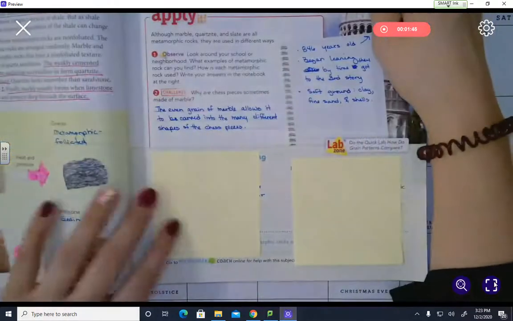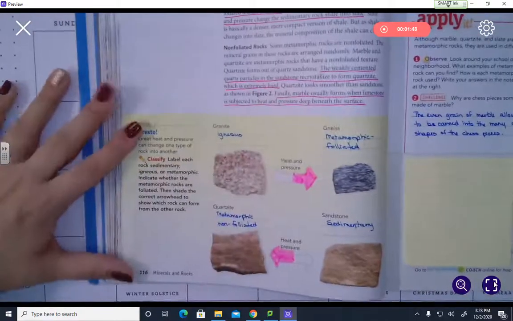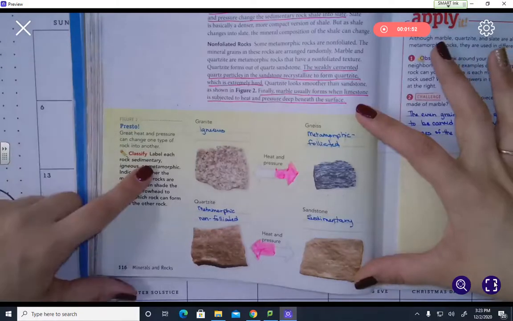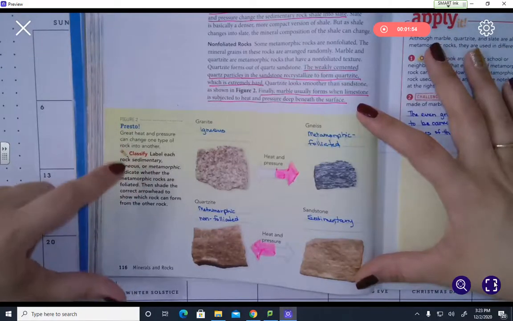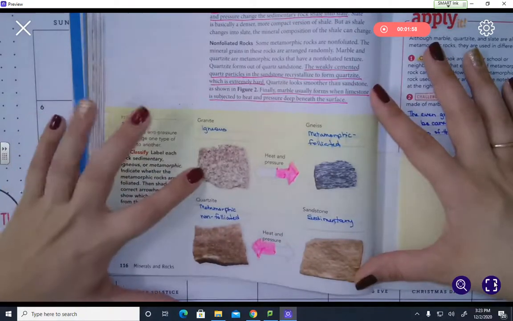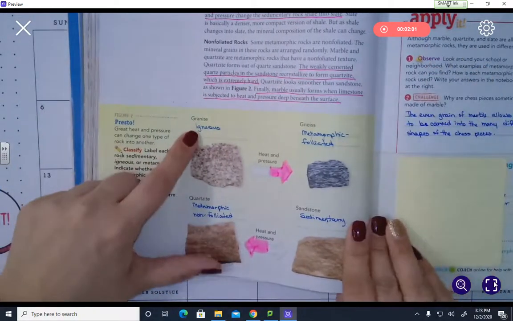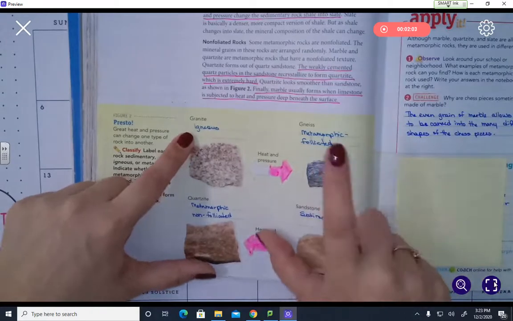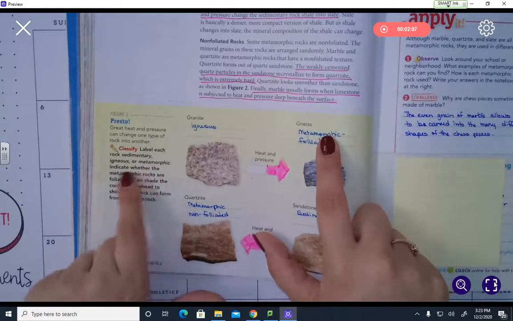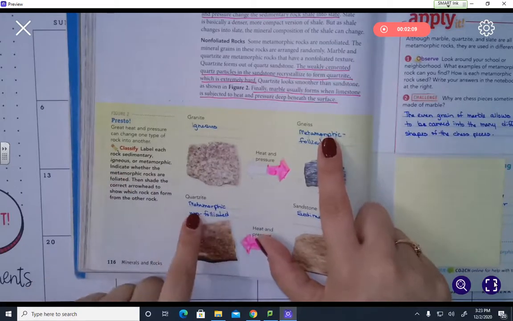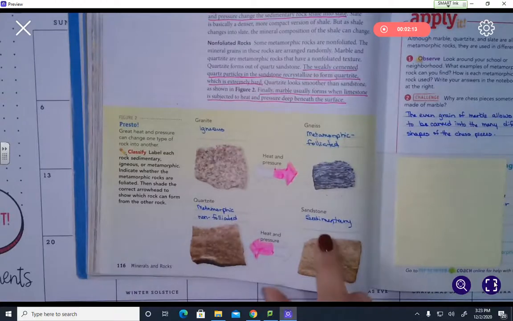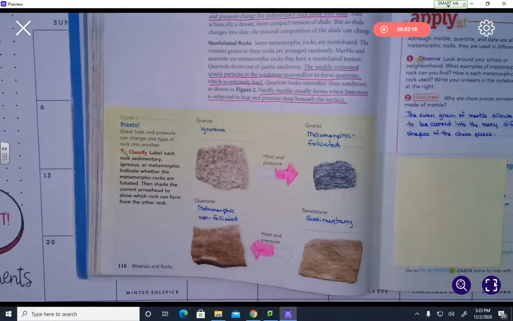All right, and then if we turn the page, you guys had to do this part down here at the bottom. It said to classify each rock as sedimentary, igneous, or metamorphic first. So first you did granite, and granite we know is an igneous rock. And then we did gneiss, and it is metamorphic. And then we had quartzite, and that is metamorphic. And then we had sandstone, and that is sedimentary. So there we did the first part of the question.